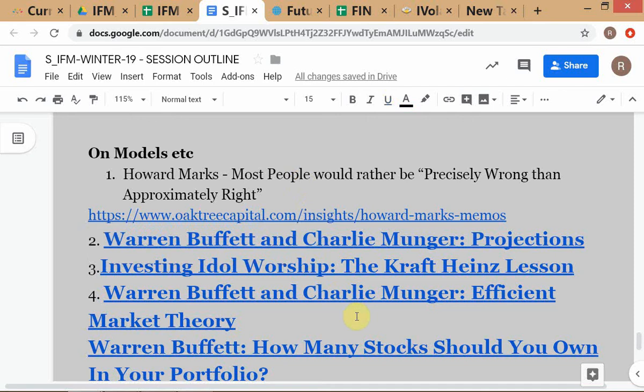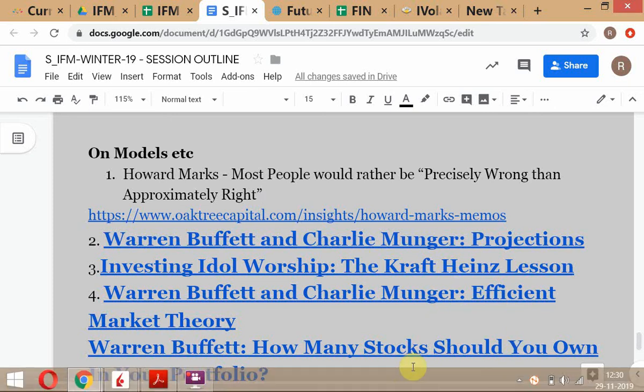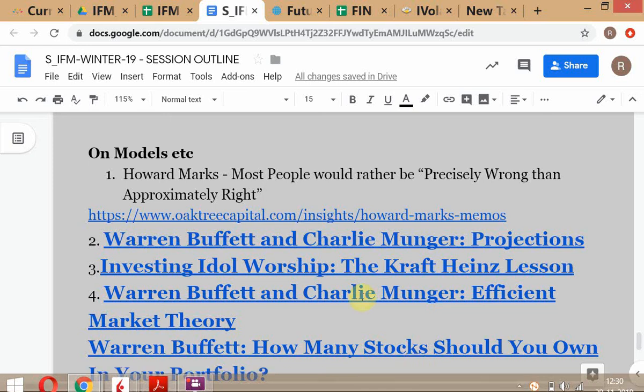So this quote I find brilliant, actually. It's a brilliant insight into human nature, and he says, can you understand what this means? Part of the reason why people like to hang their hat on models is because most people would rather be precisely wrong than approximately right. The model is very precise. So people would rather be precisely wrong than approximately right. This is not my statement.